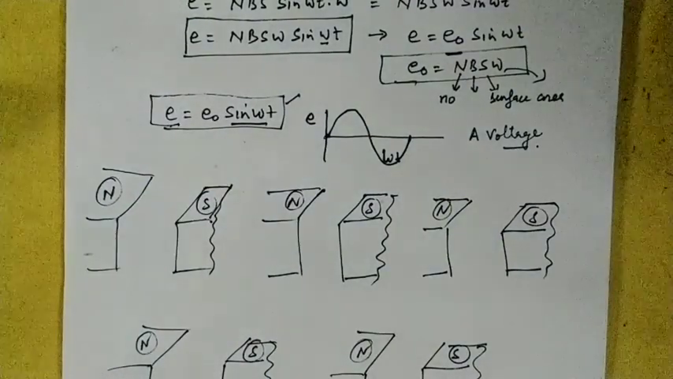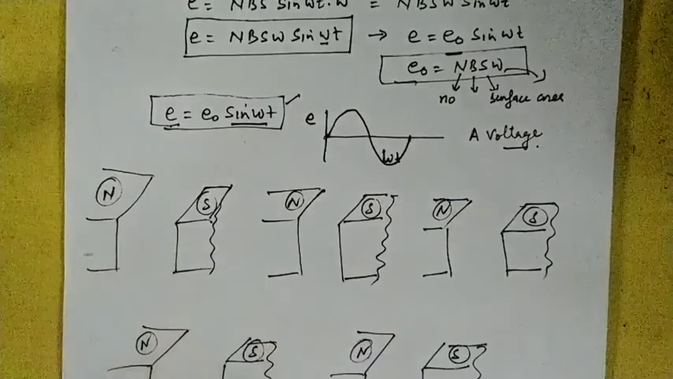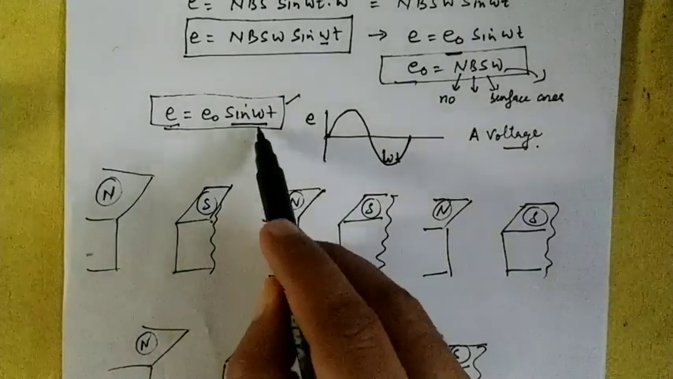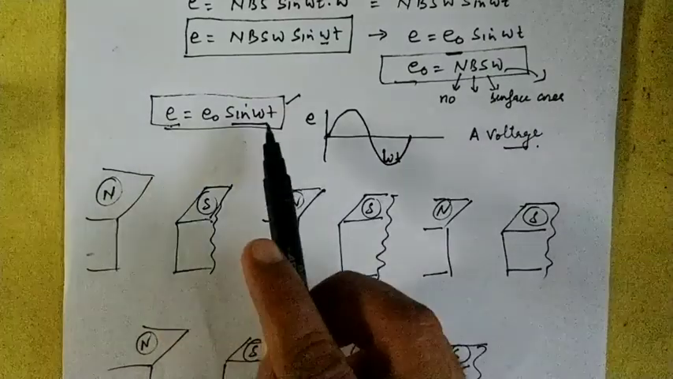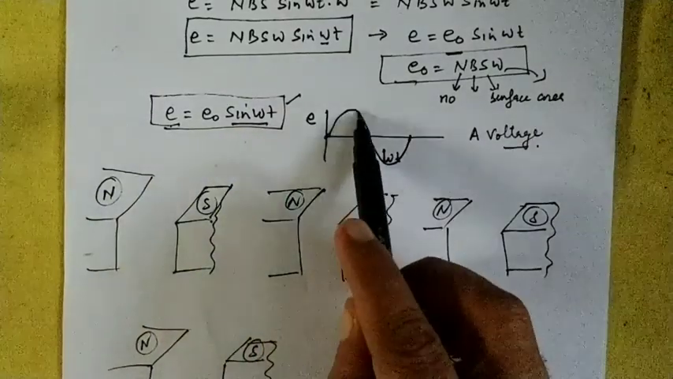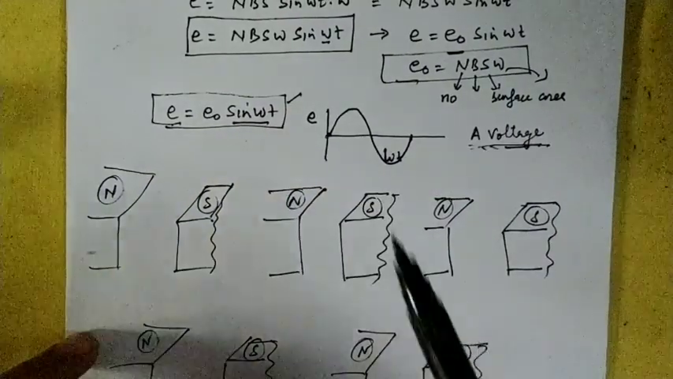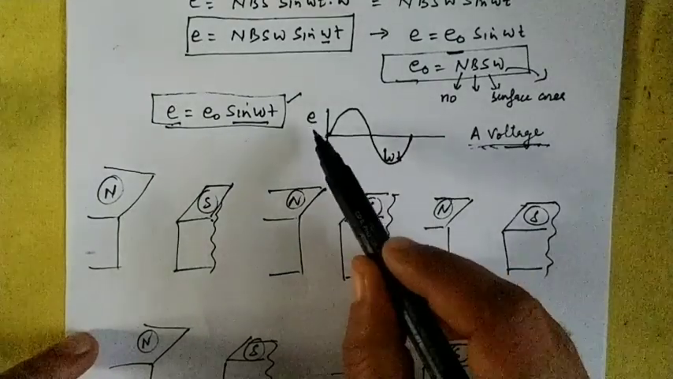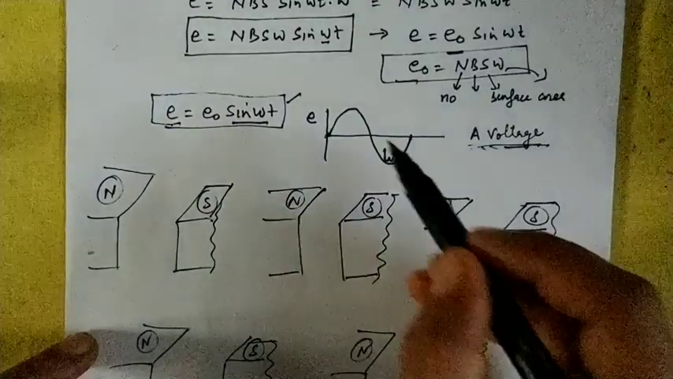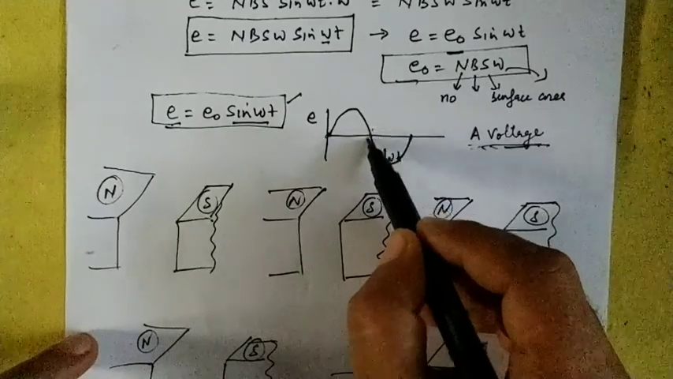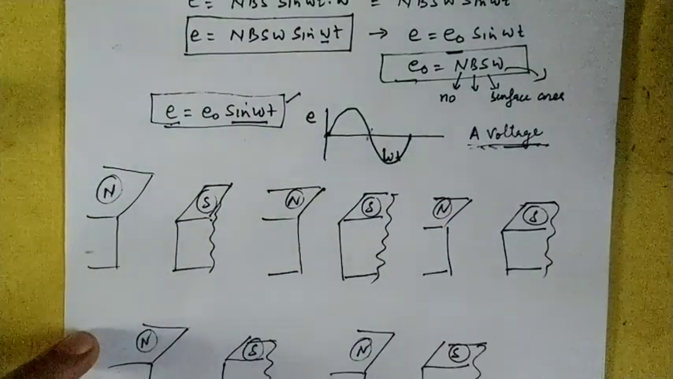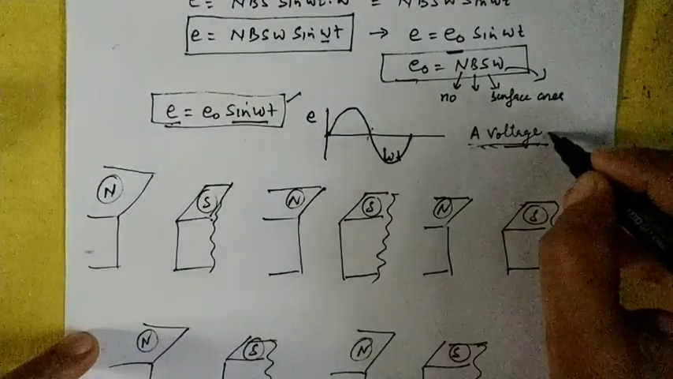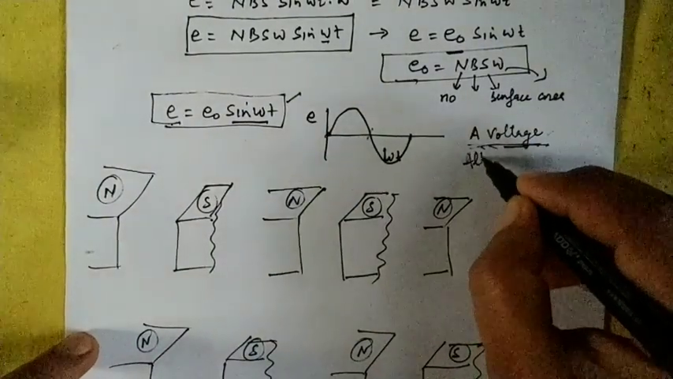And it is observed that the induced EMF varies sinusoidally. So if you draw the graph between induced EMF and omega t, you find a sine graph. So here the polarity of this induced EMF keeps on changing after a definite interval of time, and its magnitude is continuously changing. So that is why it is known as an alternating voltage.